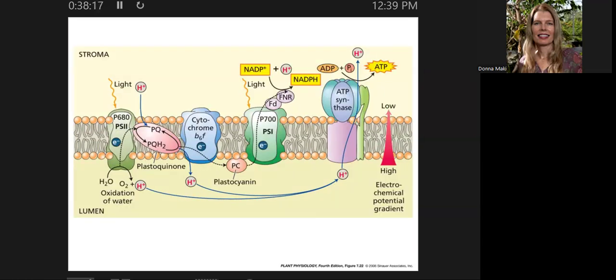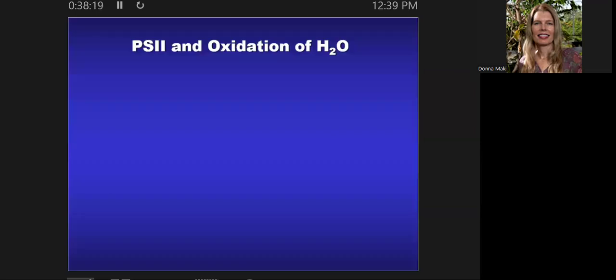One fits better with your brain than the other. Okay. So normally, when we talk about the light reactions, we tend to start thinking about that process at photosystem 2. What's going on with photosystem 2? So that's what we'll do.